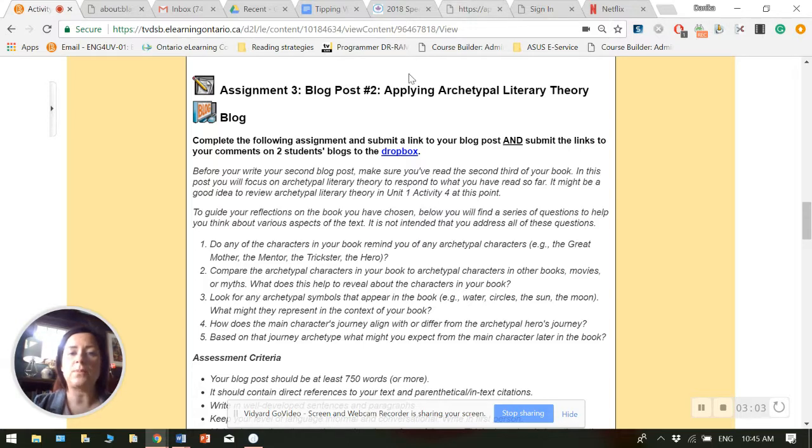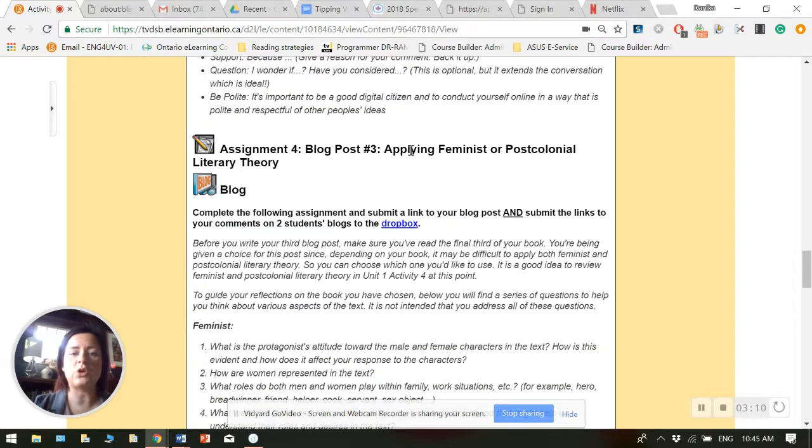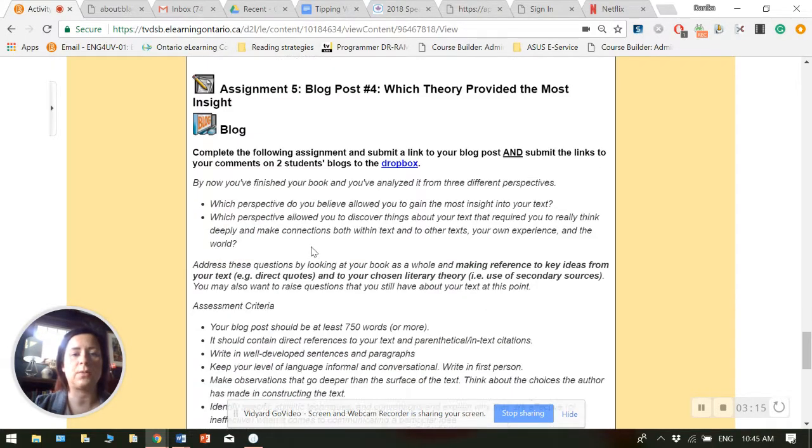And you can see in blog post number 2, you're going to be applying archetypal literary theory. Blog post number 3, you're applying feminist or post-colonial literary theory. And blog post number 4, you're going to decide which theory provided you with the most insight. So remember that a literary theory is just a lens that we use to help us focus on specific aspects of a text.